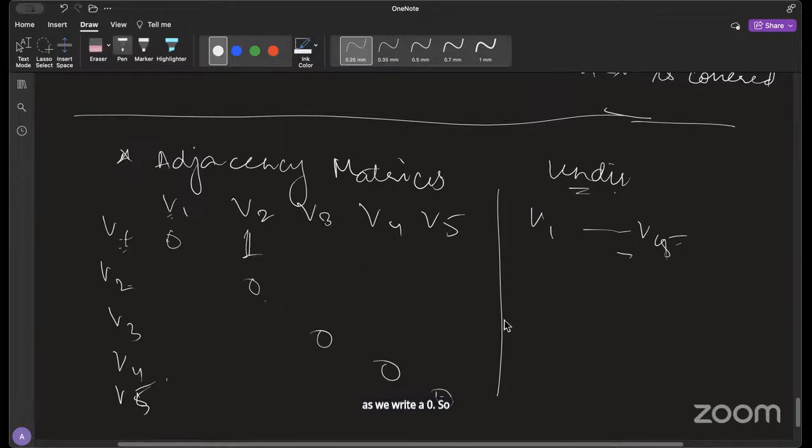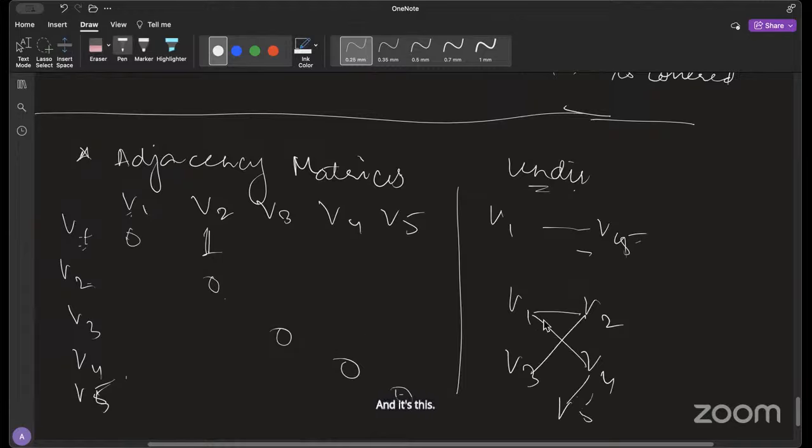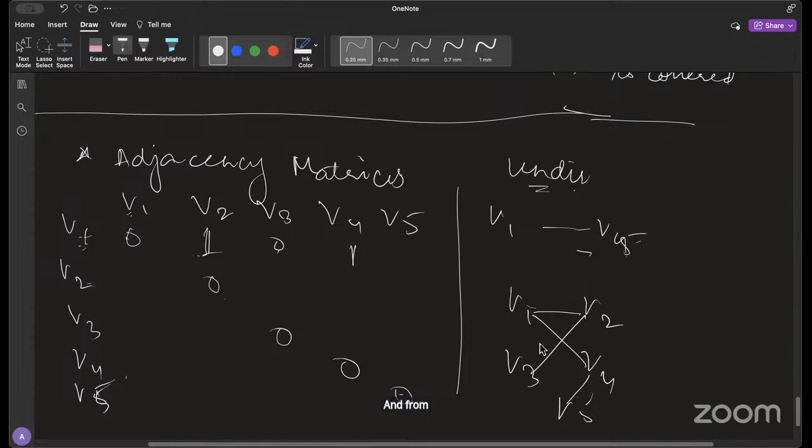So let's say you have a graph with V1, V2, V3, V4, and V5. We know that from V1 to V2 there is an edge, so you should write 1. From V1 to V3 there's no edge, so you should write 0. From V1 to V4 there's an edge, so you write 1. And from V1 to V5 there's again no edge, so you write 0. The same way you fill this entire table, this entire matrix actually.